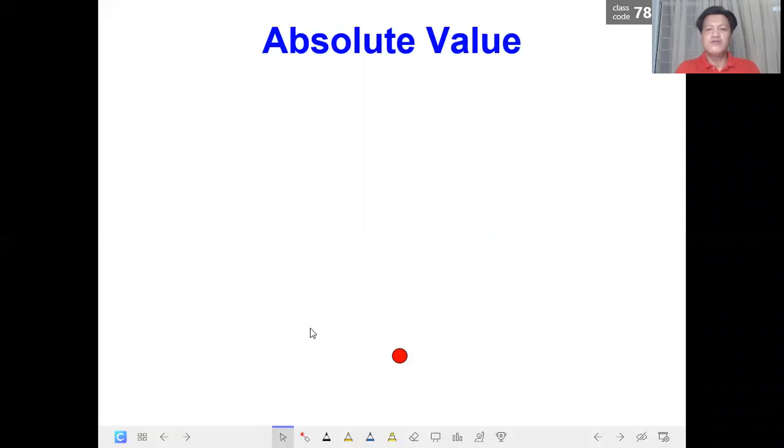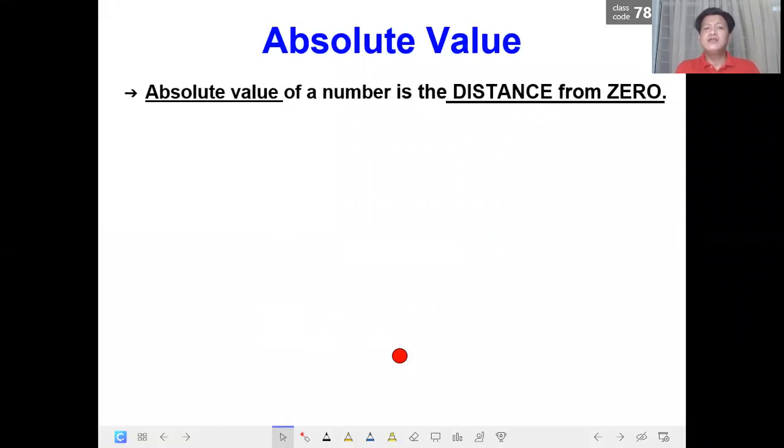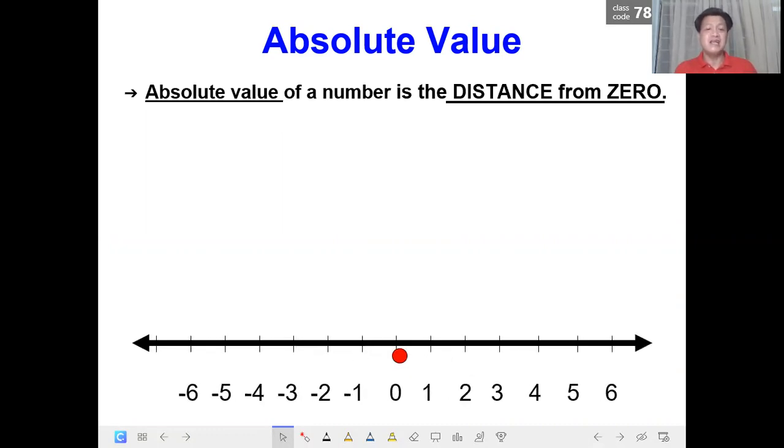Pag sinabi natin absolute value, it refers to a number which is the distance from zero. Ibig sabihin, pag sinabing absolute value po ay tumutukoy po ito sa distansya ng number magmula doon sa zero natin. Meron tayong number line na tinatawag natin, no? So kung mapapansin natin, nandito po yung ating zero sa gitna. Sa pagitan niya, nandun po yung negative, yung left side. Ito yung ating negative and positive, this one. And based on this illustration, we are going to define the absolute value using this Bitmoji.